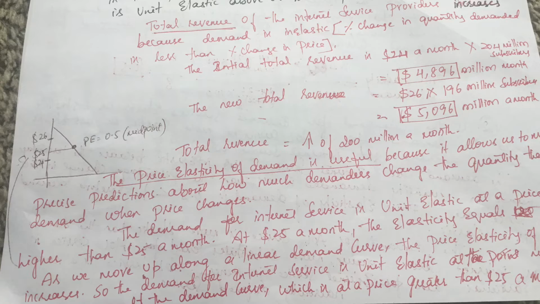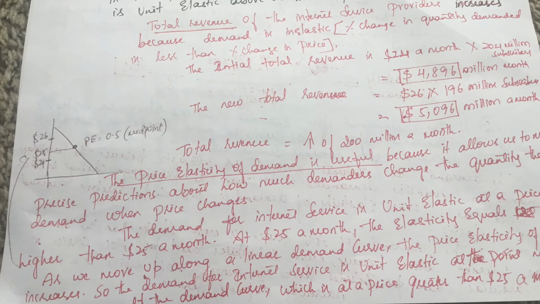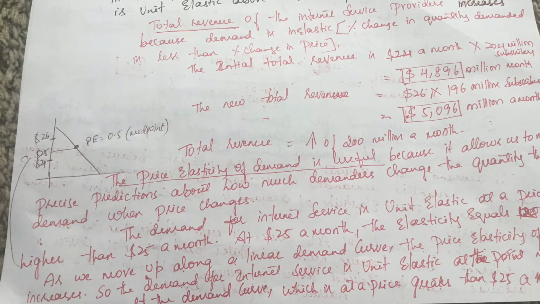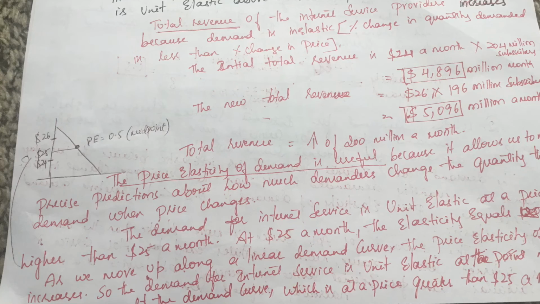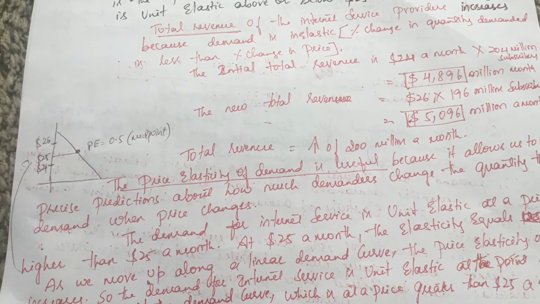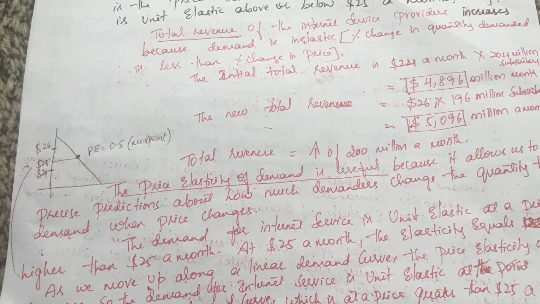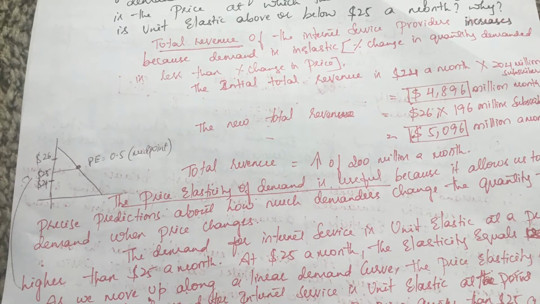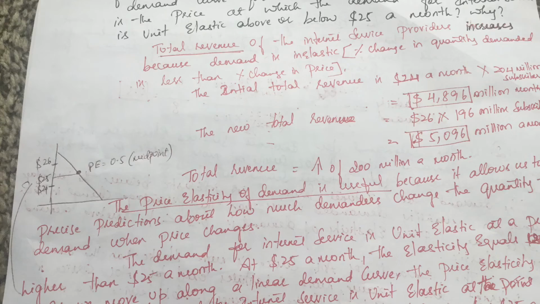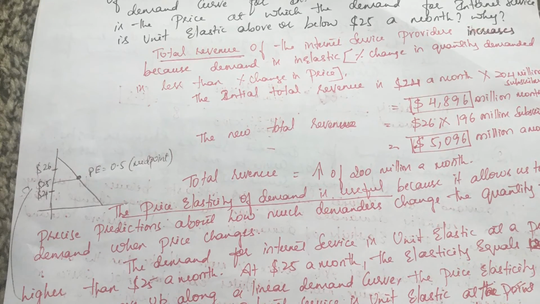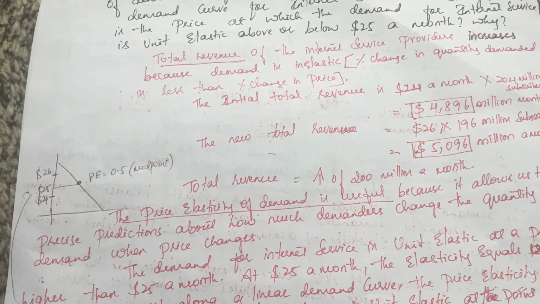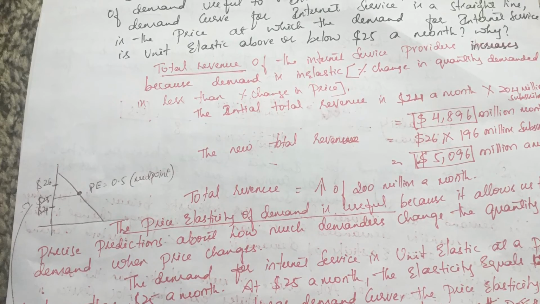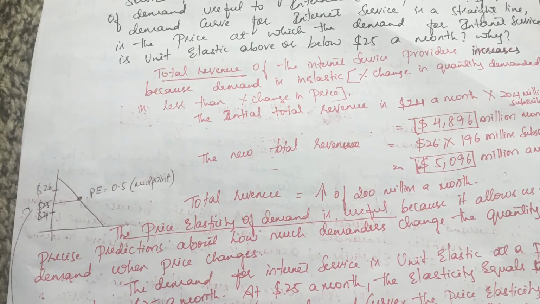The third question is if the demand curve for internet service is a straight line, is the price at which the demand for internet service is unit elastic above or below $25 a month? Why? The demand for internet service is unit elastic at a price higher than $25 a month. At $25 a month, the elasticity equals 0.5. You can see the diagram I have drawn above. The price has increased from $24 to $26, and $25 is the midpoint, and we have solved by using the midpoint formula that price elasticity is 0.5.